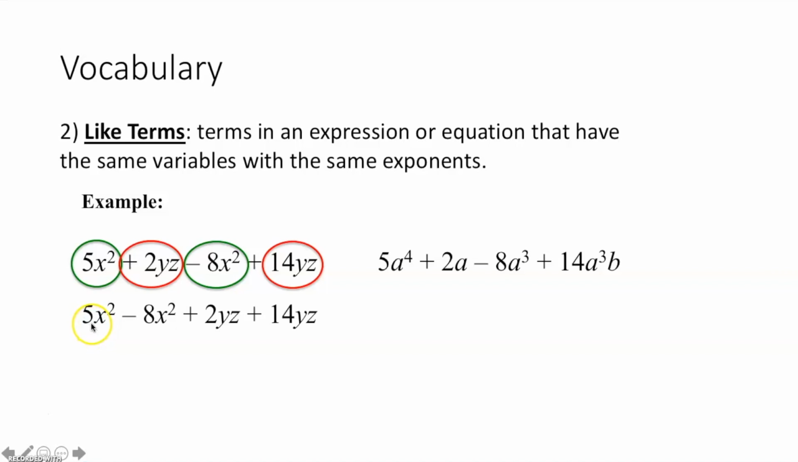How do you simplify 5x squared minus 8x squared? In order to combine two terms like this, when we're adding or subtracting, the variable and its exponent is going to stay the same. The only thing you're changing are the numbers out front, the coefficients. What is 5 minus 8? That's going to be negative 3. The x squared stays the same.